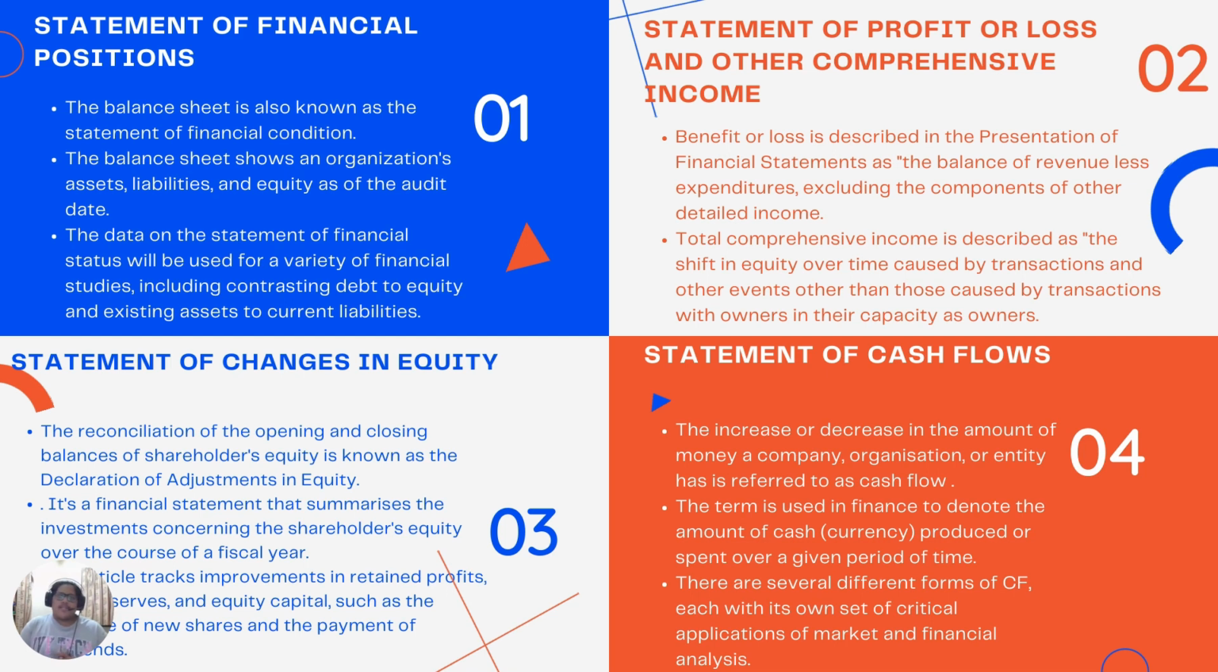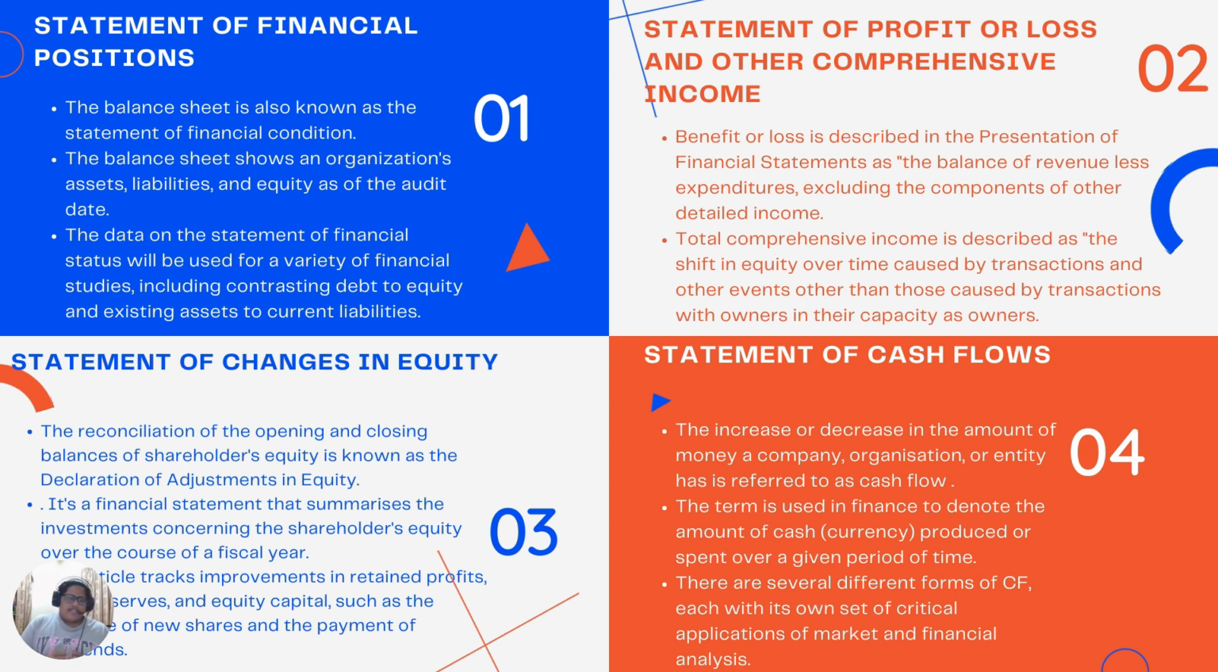In presenting financial statements, there are five statements: the statement of financial position, the statement of profit or loss and other comprehensive income, the statement of changes in equity, the statement of cash flows, and the notes to the financial statements. First, I want to talk about the statement of financial position.